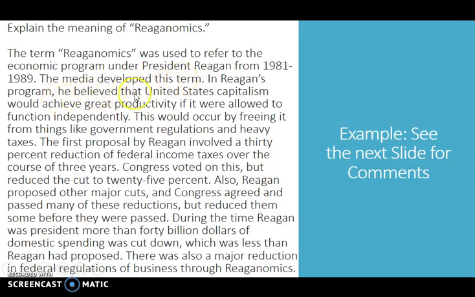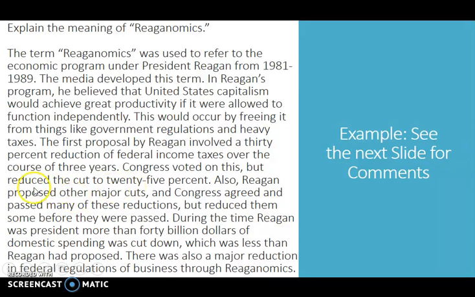In Reagan's program, he believed that United States capitalism would achieve greater productivity if it were allowed to function independently. It tells us he's going to be a pretty hands-off guy, right? This would occur by freeing it from things like government regulation and heavy taxation. The first proposal by Reagan involved a 30% reduction in federal income taxes over the course of 3 years. Congress voted on this, but reduced the cut to 25%.